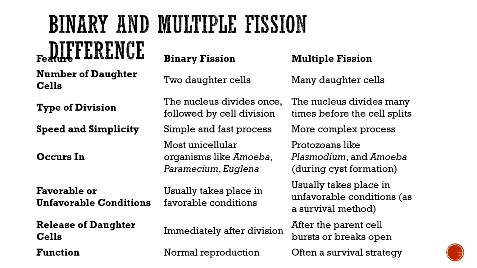So what is the difference between binary fission and multiple fission? First of all, in binary fission, two daughter cells are formed. In multiple fission, many daughter cells are formed. What are the types of division? In binary fission, the nucleus divides once, followed by cell division. Here the nucleus divides many times before the cell splits, because there are many daughter cells formed during multiple fission.